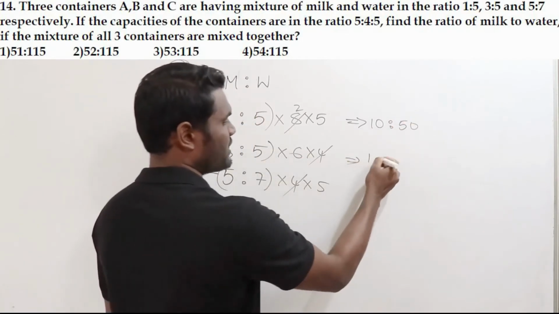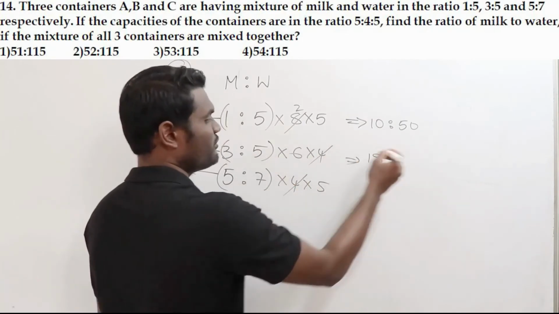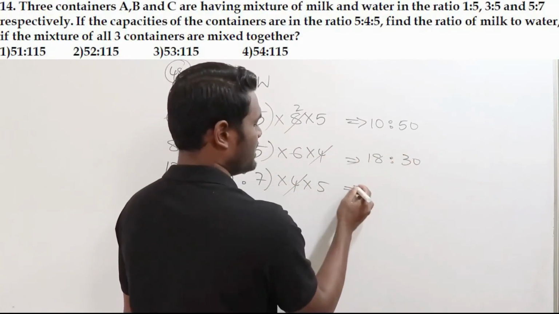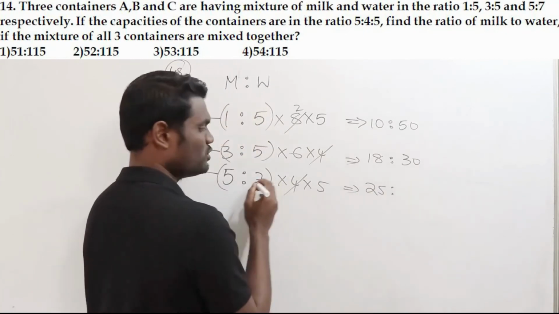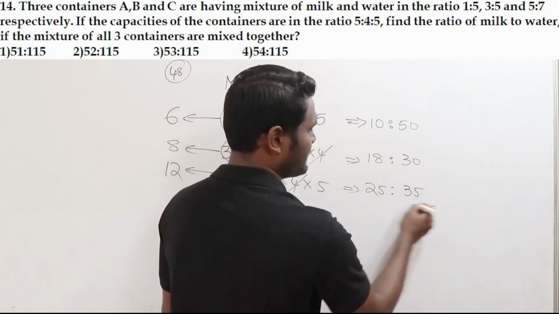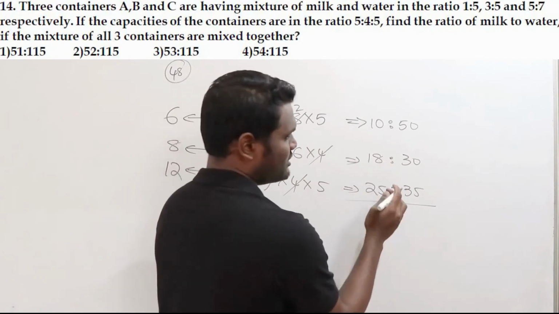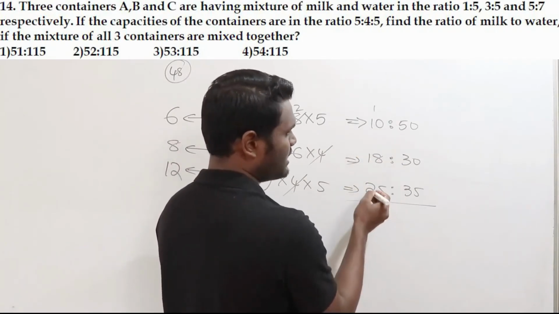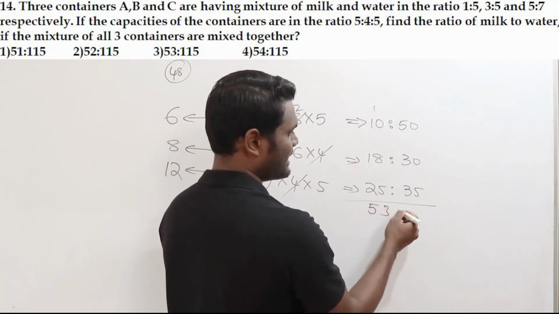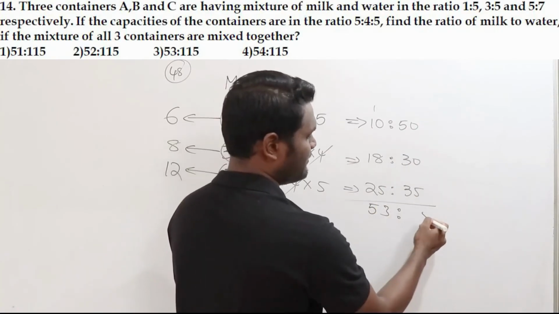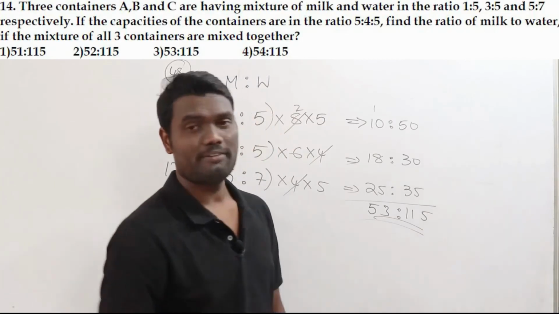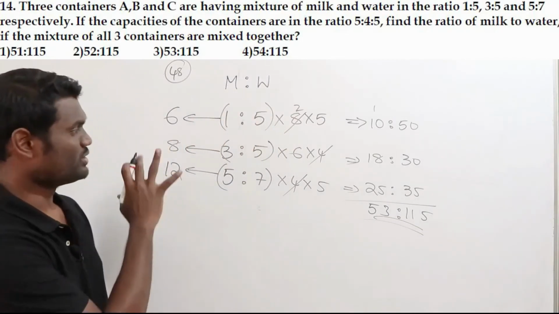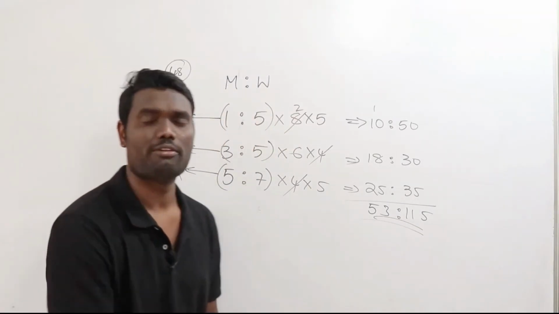6 into 3, 18. 6 into 5, 30. Next, 5 into 5, 25. 5 into 7, this will be 35. Now what happened? 8 plus 5, this will be 13, so 1 carry and this will be 3. Now this will be 53. In the similar way, now this will be 5, 3 plus 3, 6, 6 plus 5, this will be 11. So we can say that the ratio will be 53:115. So the resultant mixture ratio will be 53:115.